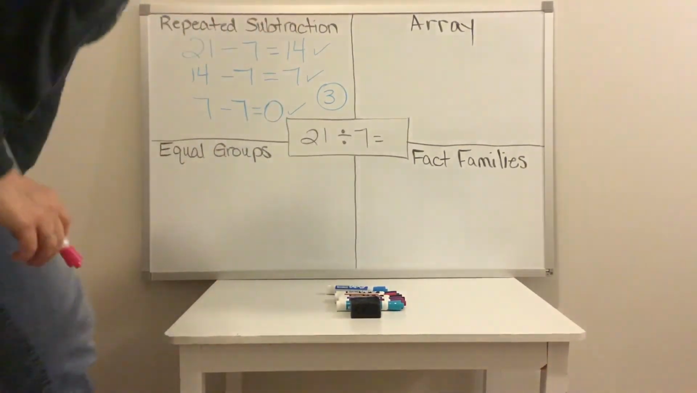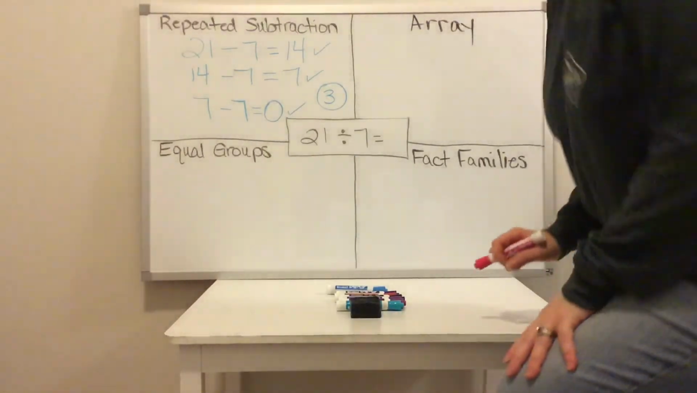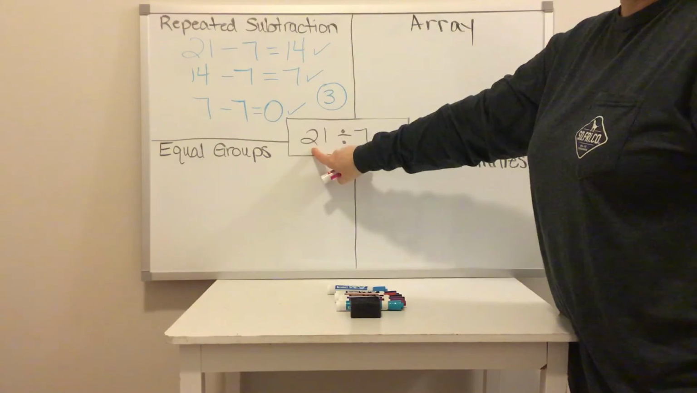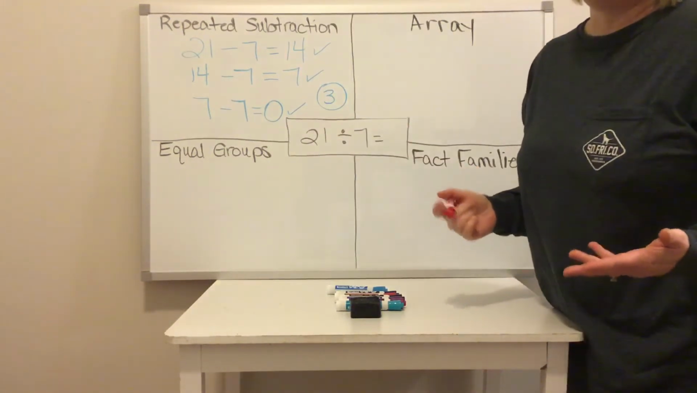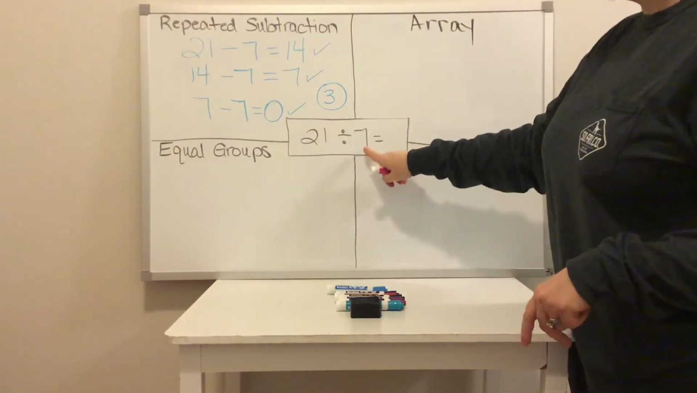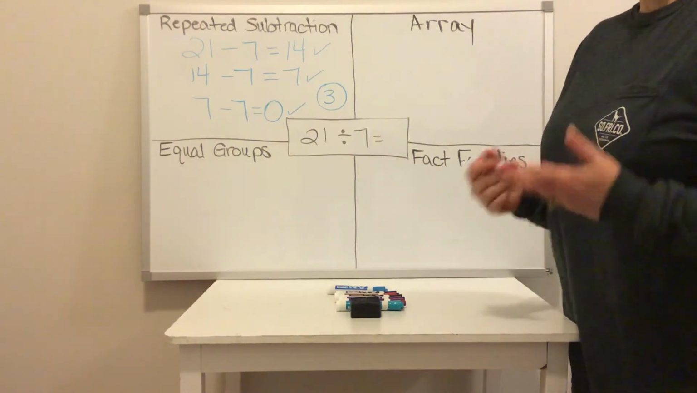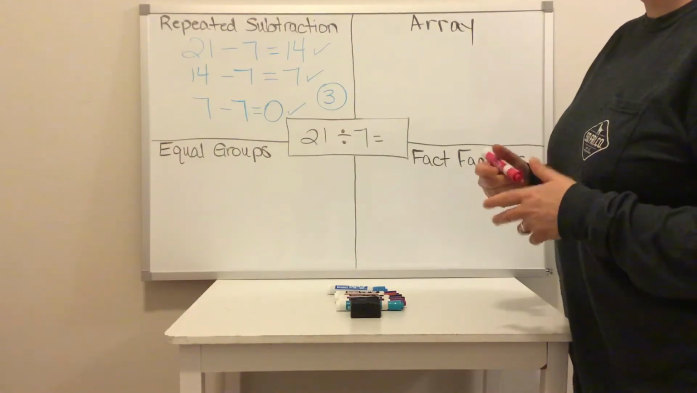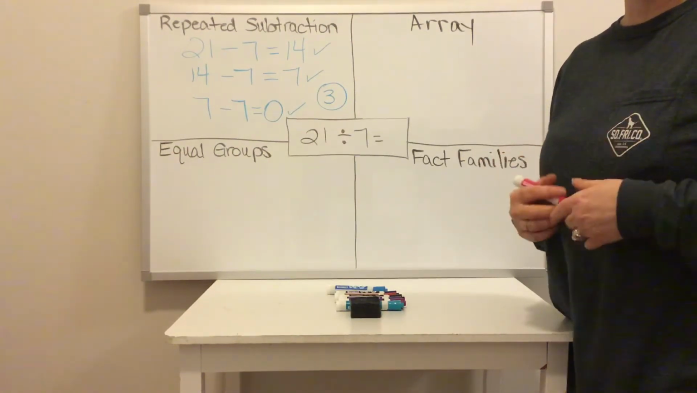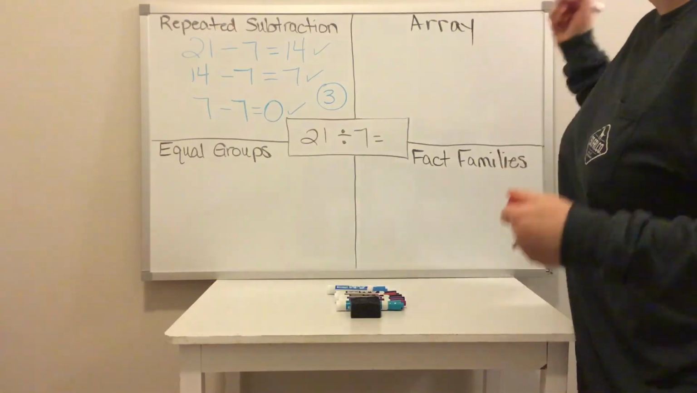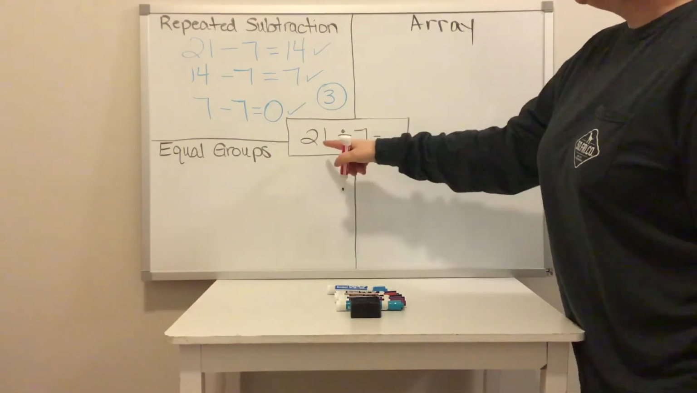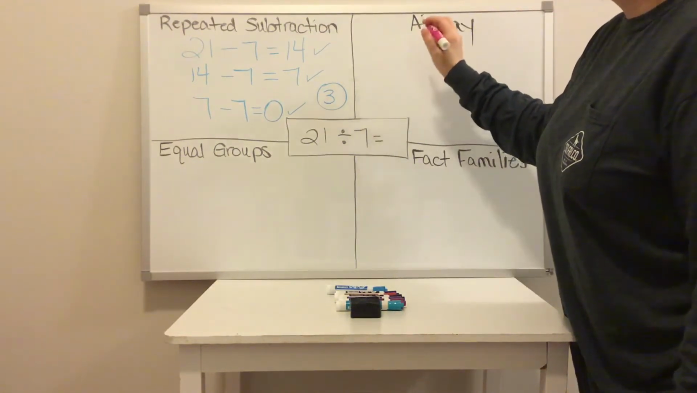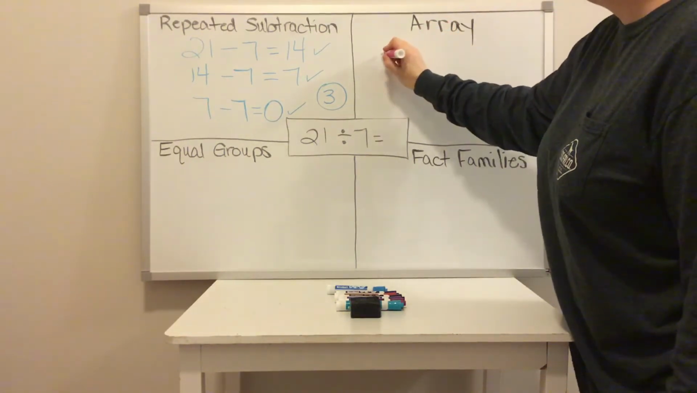My next strategy is an array. Remember that arrays are made up of rows and columns. So I'm going to take my dividend, 21. That's how many things I'm going to be using all together. My divisor is going to tell me how many I'm going to put in each row. Then I'm going to see how many rows of 7 I'm able to make, and that will give me my answer. So I'm going to use stars for my array, and I'm going to put 7 in each row.